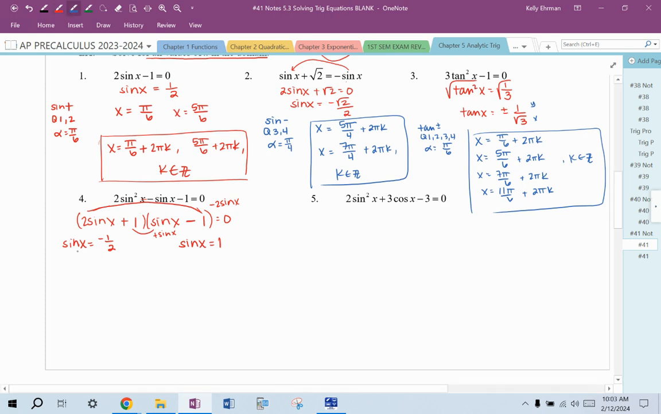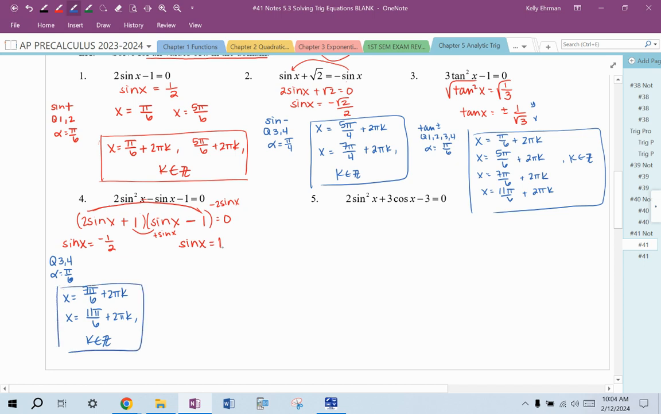All right, so sine is negative in quadrants 3 and 4. The reference angle I should be using is pi over 6 to make sine equal to 1/2. So the answers from this section: what's the quadrant 3 angle of pi over 6? It's 7 pi over 6 plus 2 pi k. What is the quadrant 4 version? That is 11 pi over 6 plus 2 pi k. Okay, there's one set of answers.